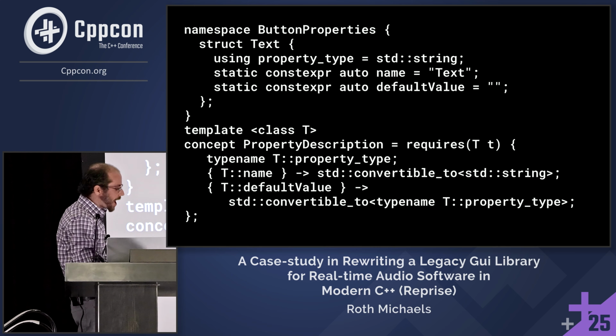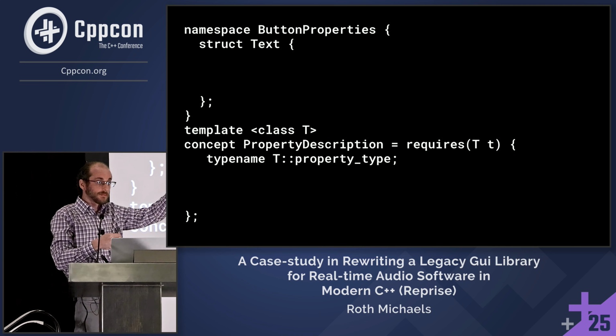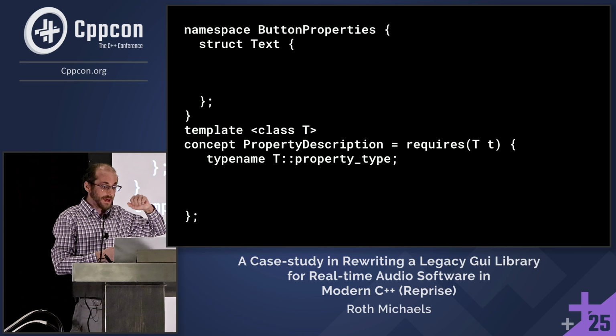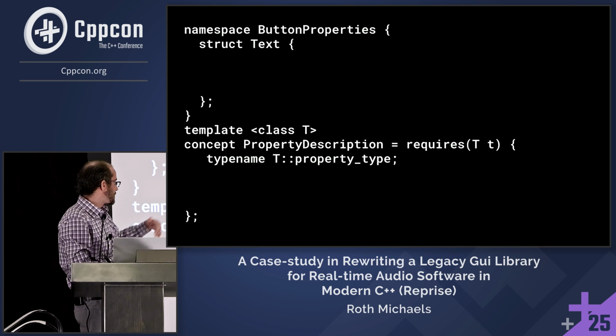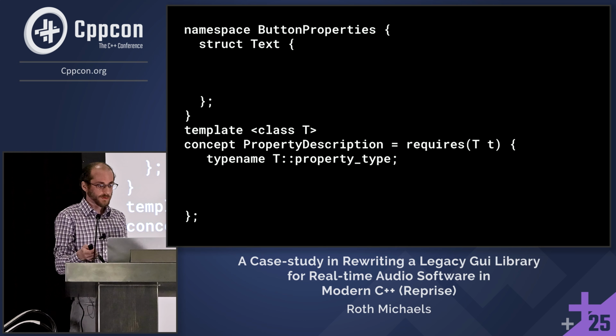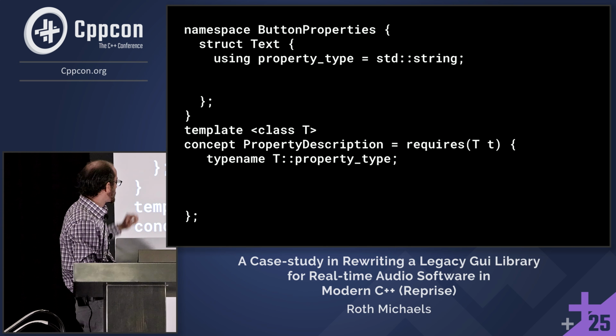Instead of starting like this, the way I like to begin is first start with an empty thing that doesn't implement your concept and just start adding things. So the first thing we need, okay, a property, it has to have some type called property type, so we know what type it is. And okay, text is going to fail, it doesn't have one. So now we add it, okay, it's passing the concept.